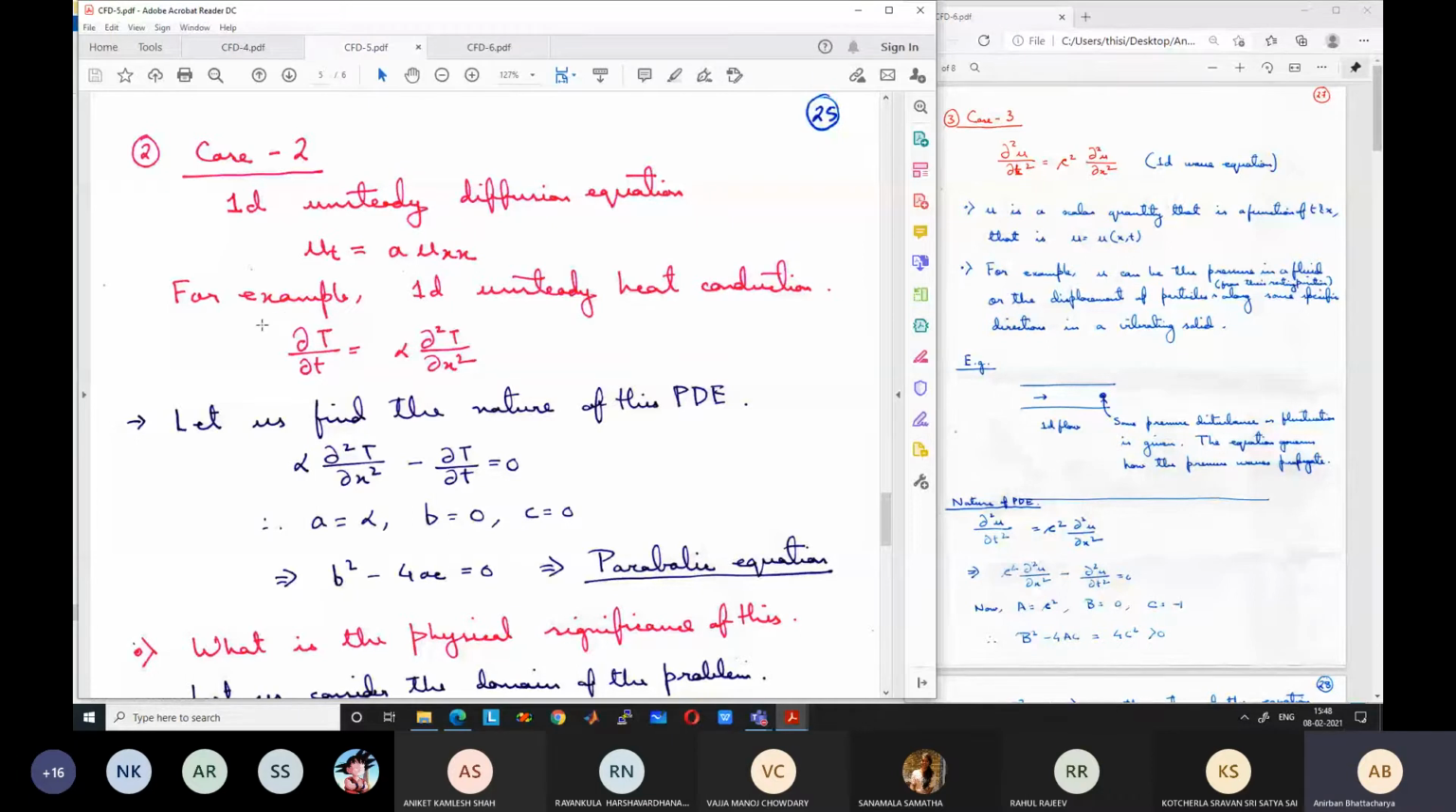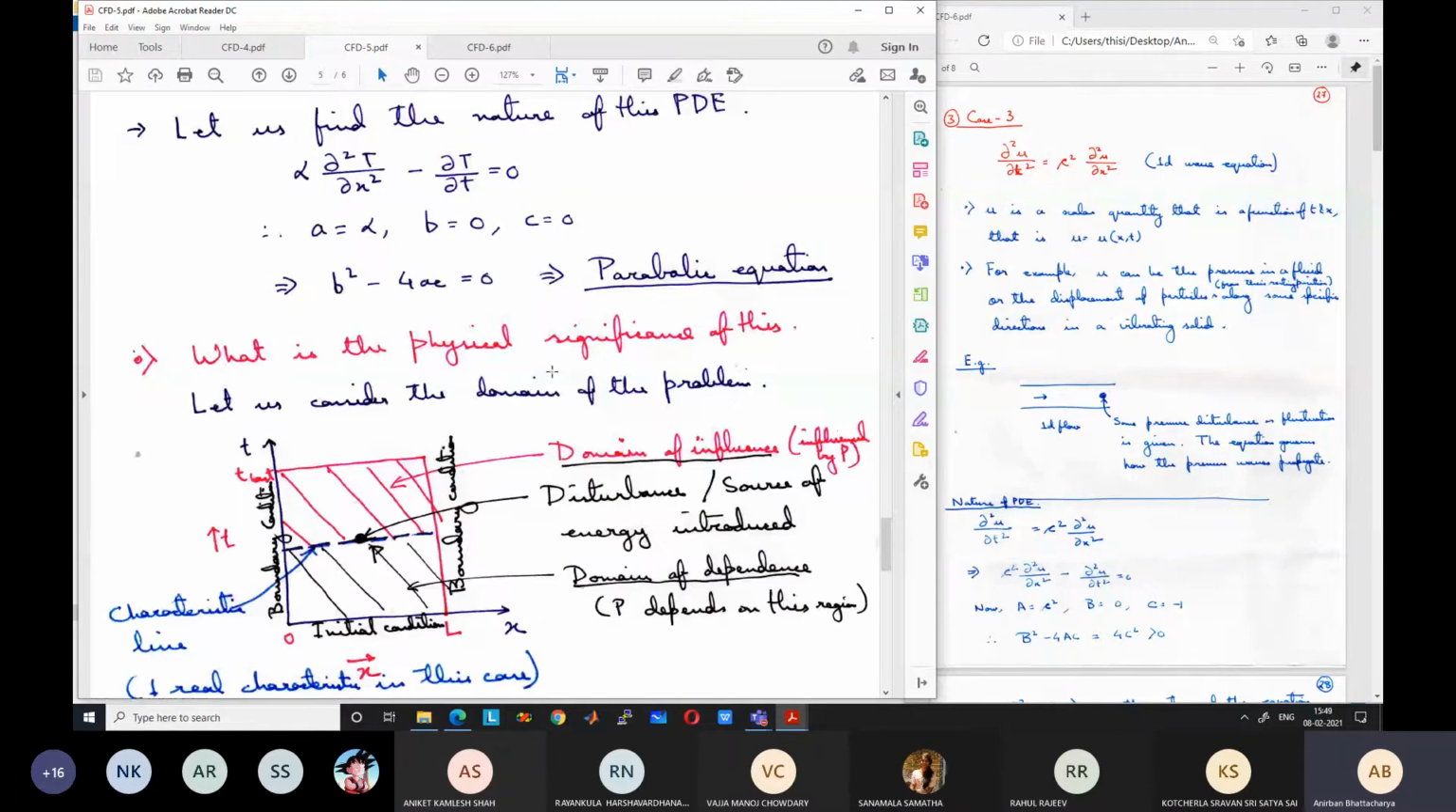So for this case, again we found the nature of the PD. By taking this to one side, we found that b square minus 4ac is equal to 0, which is known as a parabolic equation. We have discussed that this type of equation is known as a parabolic equation.